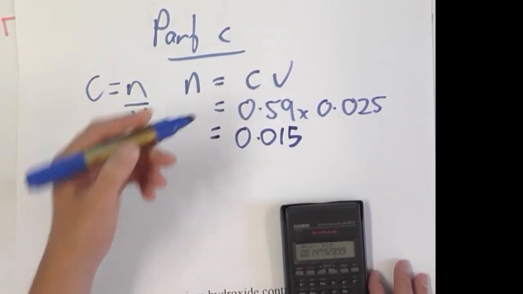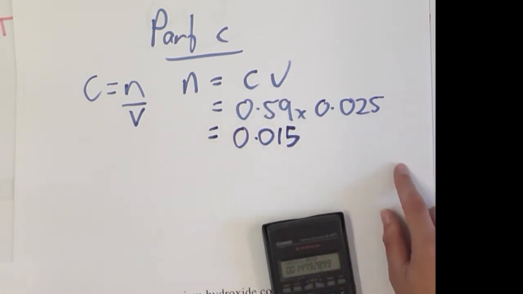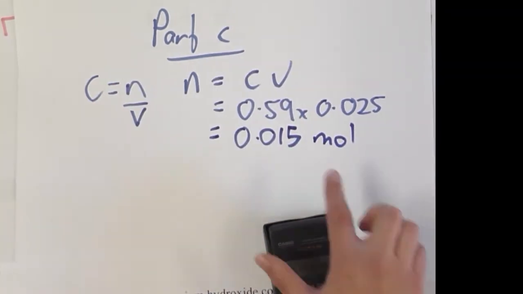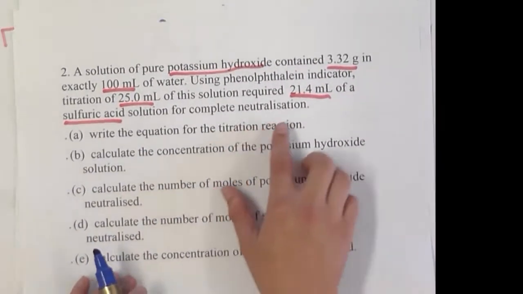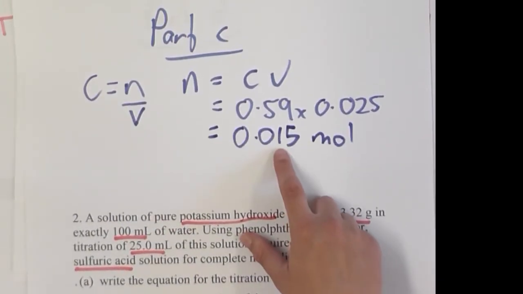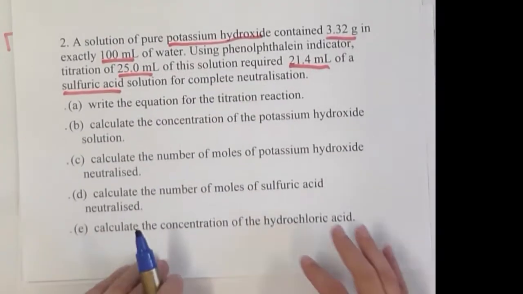I'm going to round that to 0.015 to keep it to two significant figures like we have up here. Moles. So our number of moles of potassium hydroxide is 0.015 moles.